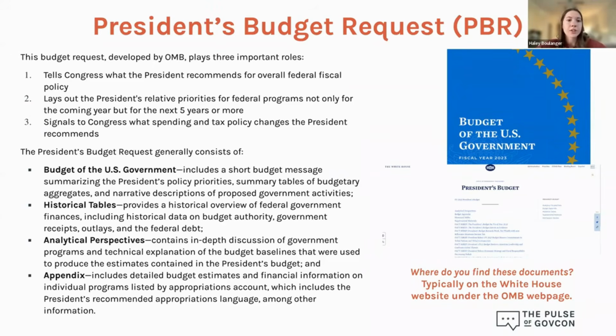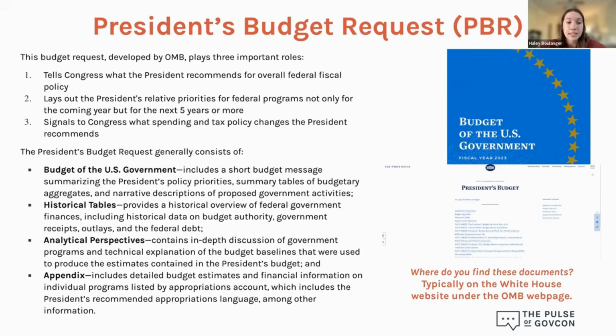So the PBR generally consists of a budget, historical tables, analytical perspectives, and appendix. The budget of the U.S. government includes a short message summarizing the president's policy priorities, summary tables of budgetary aggregates, and narrative descriptions of proposed government activities. The historical tables provide an overview of federal government finances, including historical data on budget authority, government receipts, outlays, and the federal debt.